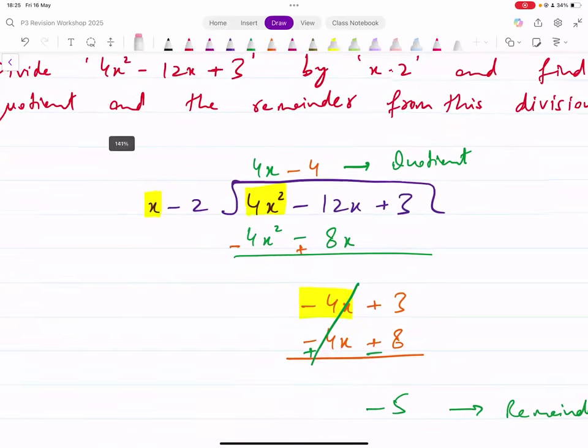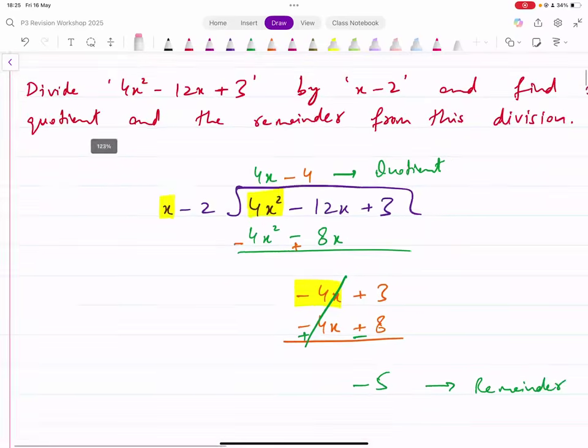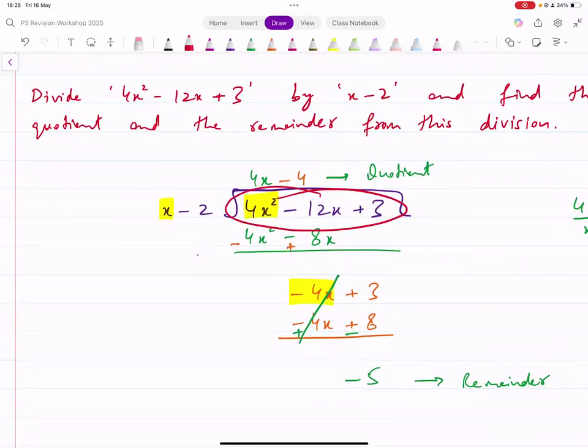You would write the dividend here like this: 4x squared minus 12x plus 3. The divisor outside, that's x minus 2. And then you think of it like this: what can you multiply this number x by to get 4x squared? You have to multiply it by 4x. So you have 4x in the quotient here as the first term. Then you multiply 4x with this whole thing. 4x into x minus 2, what does that give you? 4x squared minus 8x. So you have 4x squared minus 8x here.